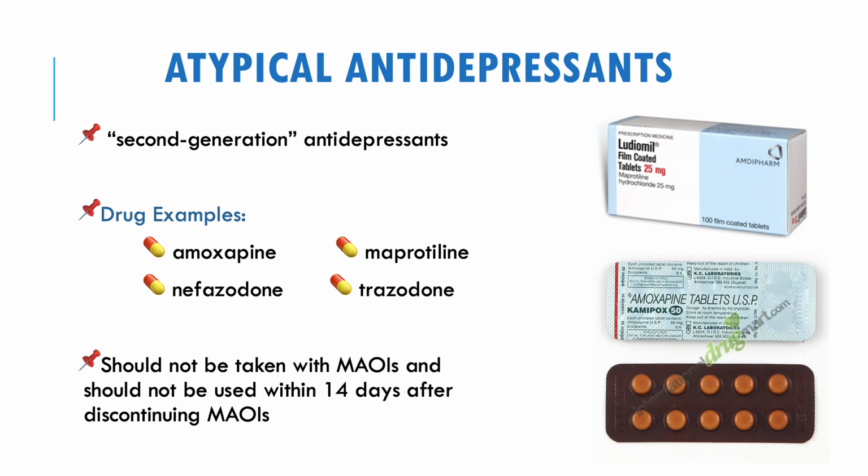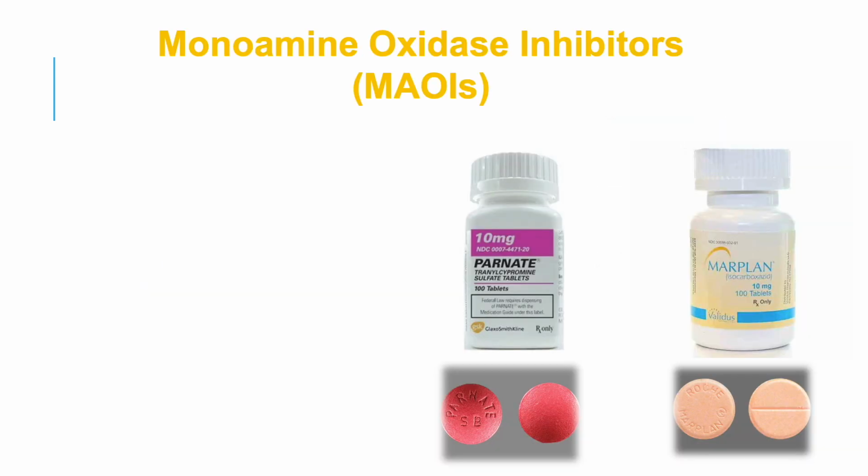This group of antidepressants should not be taken with MAOIs and should not be used within 14 days after discontinuing MAOIs. The fifth group of antidepressant is the monoamine oxidase inhibitors or the MAOIs. This group inhibits MAO-A and MAO-B. MAO-A inactivates dopamine in the brain, and MAO-B inactivates norepinephrine and serotonin. This is used for mild, reactive, and atypical depression.